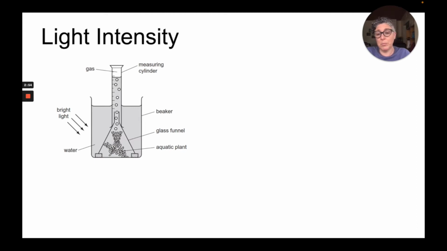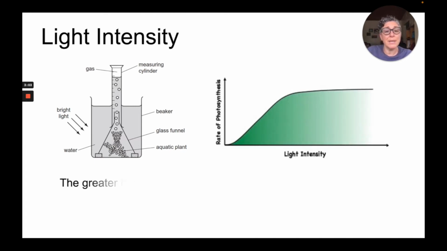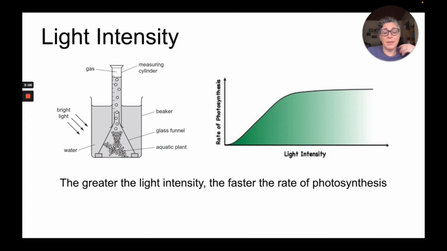So you can either count bubbles or do the inverted measuring cylinder, but certainly the measuring cylinder would be a much more accurate way. So basically what we see happen here is we would then be able to graph the various light intensities versus the rate of photosynthesis. And what we would see is as light intensity increases, the rate of photosynthesis also would increase up until a certain point. And we'll talk about the plateau of the graph in a different video. Right now we're just concerned with the initial part of the graph where the line is increasing. So the greater the light intensity, the faster the rate of photosynthesis will be.